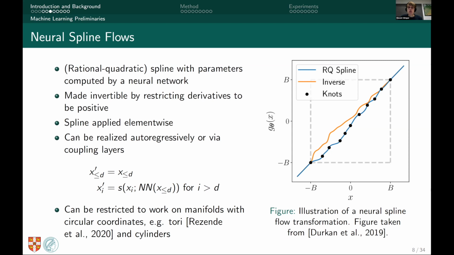And you can then realize such a new spline flow in an autoregressive fashion. I don't want to go into details here because it's not really what we're doing. But the thing we are doing is we realize that we are coupling layers, where basically you first leave a share of the random variable unchanged, and then the remaining random variables are element-wise mapped by spline, where the spline parameters are computed by a neural network.